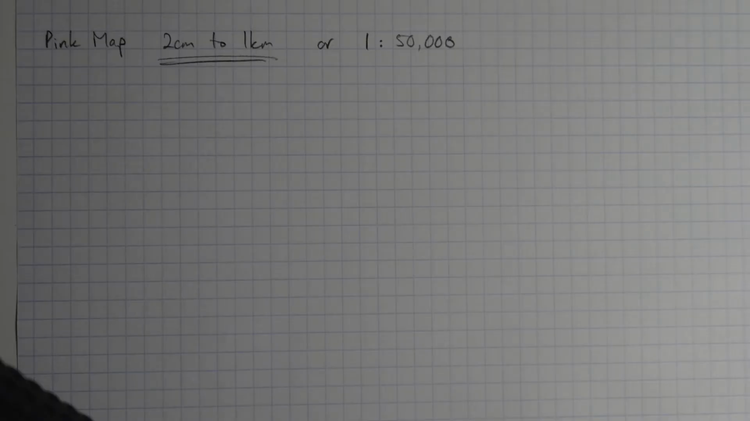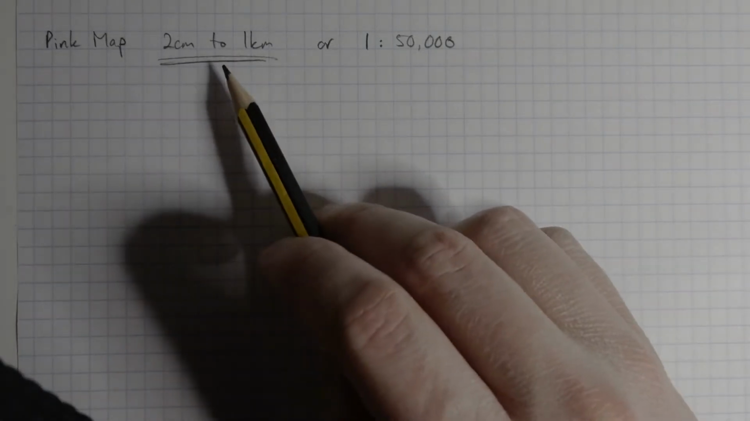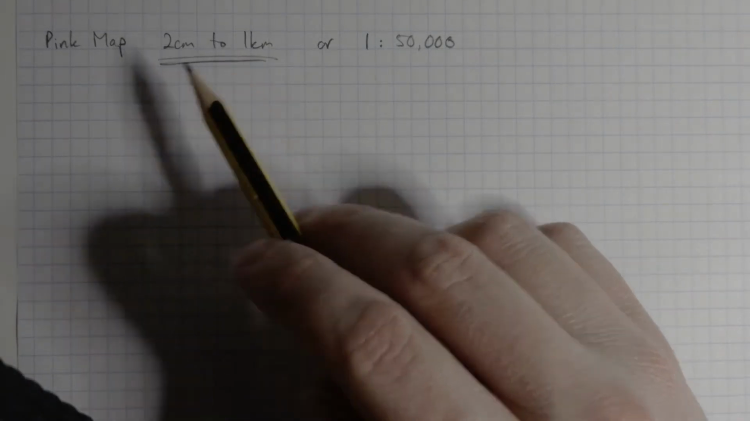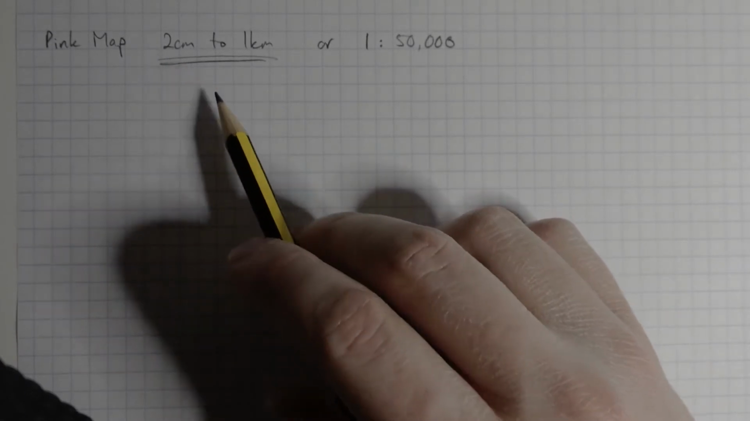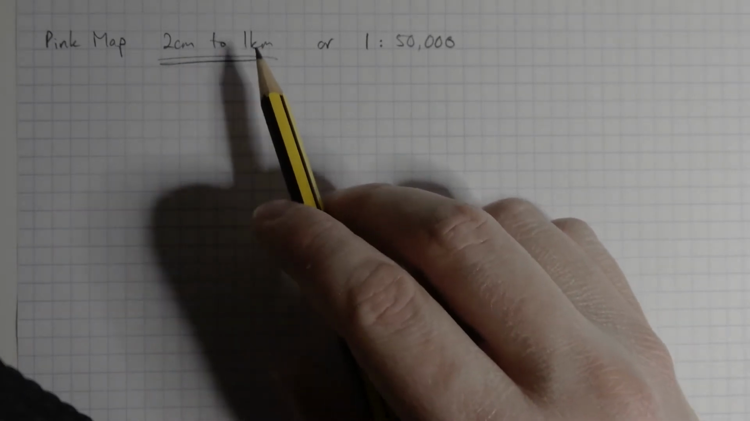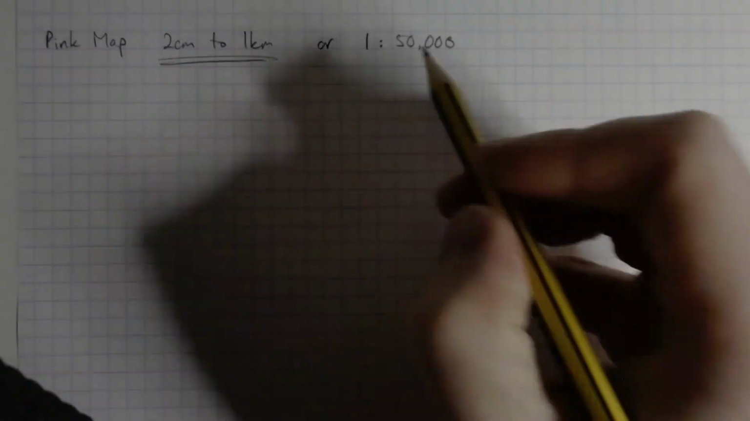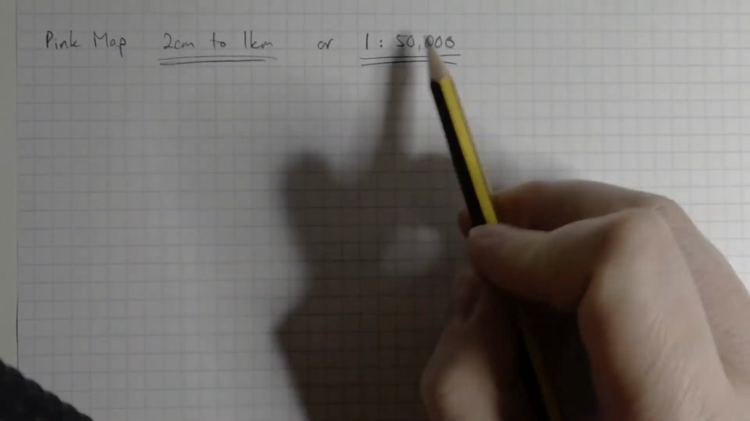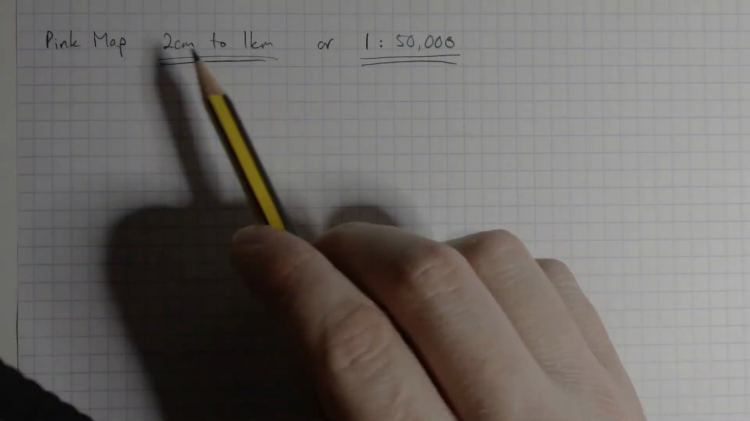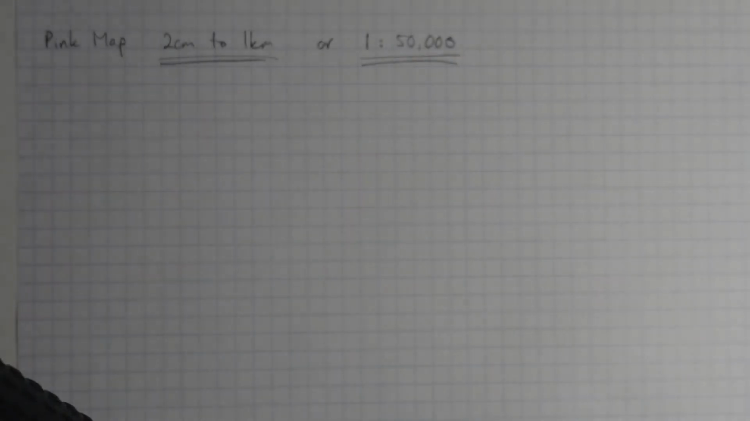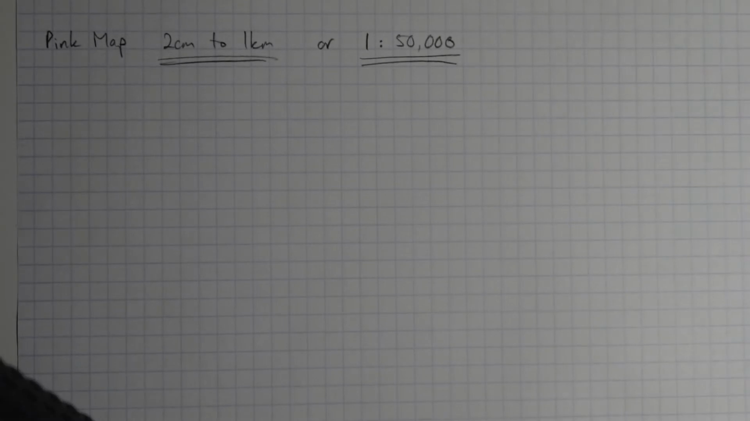So on my pink map, it said that the scale was 2 centimeters represents 1 kilometer. So 2 centimeters on the map is how we represent what is a kilometer in the real world. It also gave the scale like this, 1 to 50,000, and I'll explain that version a little bit later. But we'll start with this one. This one's a little bit easier. Despite the fact that it's got a mixture of units, it's normally the easier version.